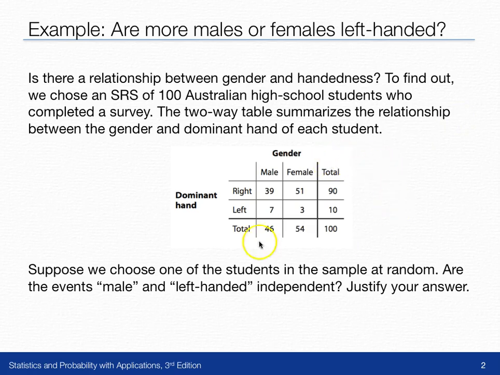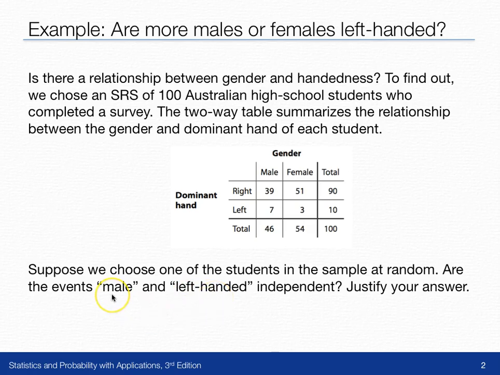The two-way table summarizes the relationship between gender and dominant hand. We want to know if the events male and left-handed are independent. Basically, what independent means is we have to ask ourselves the question, does knowing if a student is male give us any more information about the probability of them being left-handed or not?